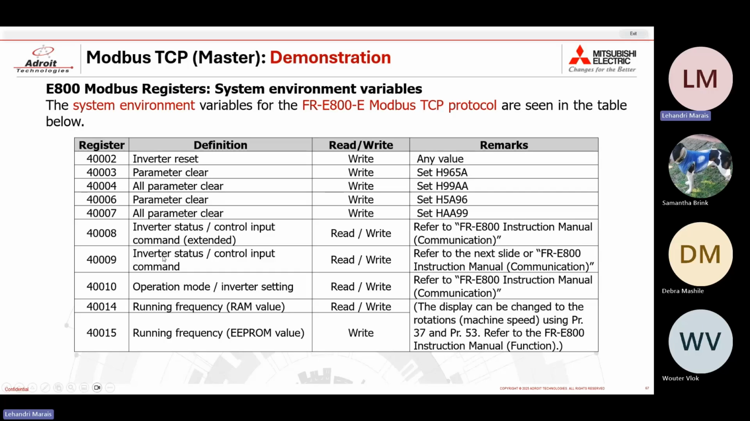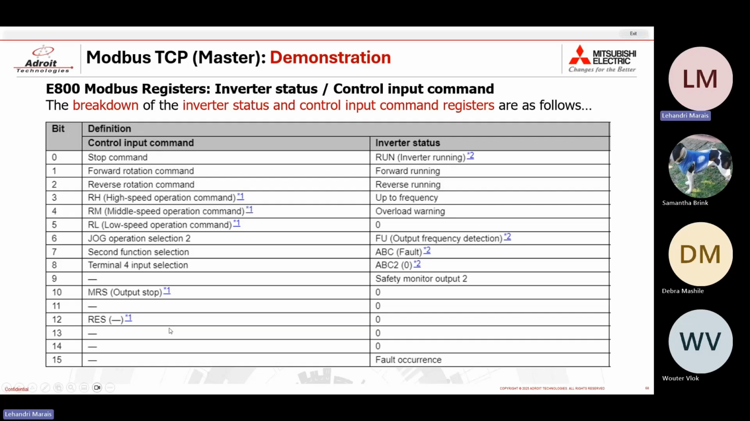So just to expand on the inverter status and control input command, because this is quite an important one. This is where you have your stop command, your forward reverse rotation command, your run high, middle, or low, and some other things. And this is also the register that you use to monitor. So when you are reading, the inverter status side of things applies. So this will show you whether your VSD is running, whether it's running forward or reverse, whether it's up to frequency, and whether there is a fault.